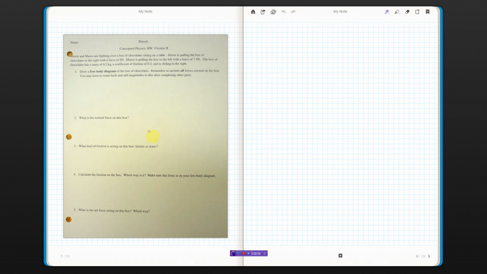This is a walkthrough of Ms. Volkening's physics class worksheet, Friction number 2, for the conceptual physics class.